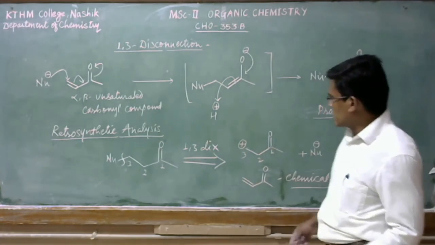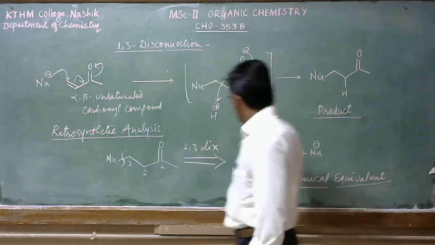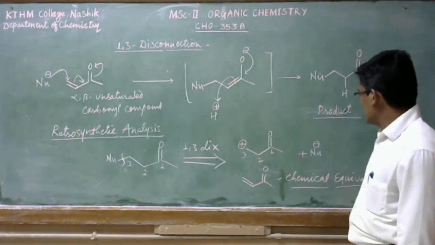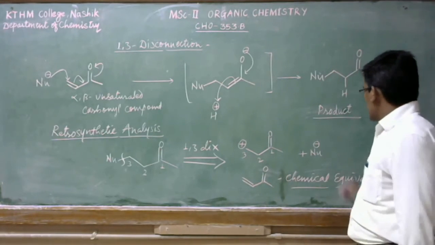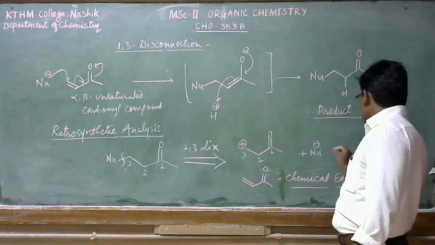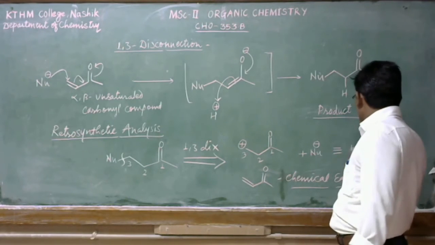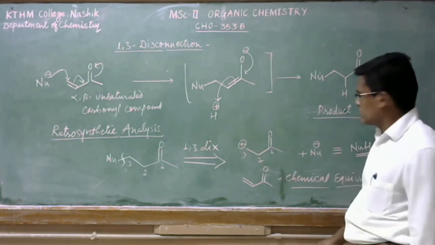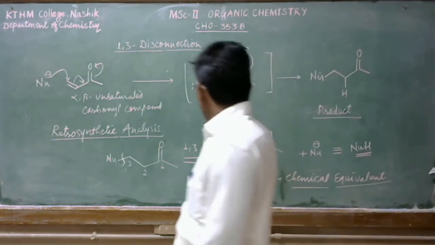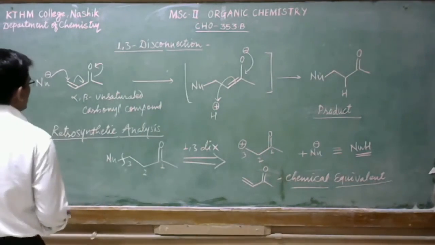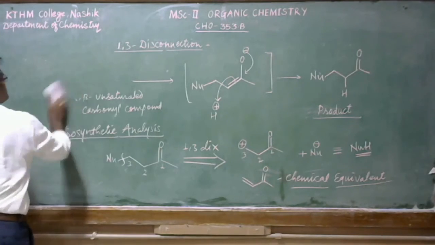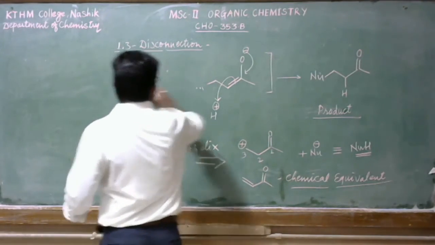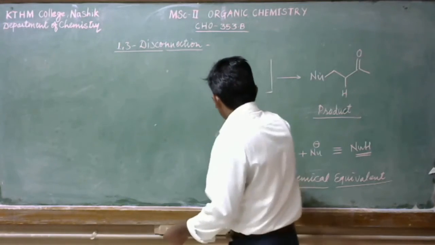So after disconnecting this bond, we will get this fragment. Okay, so this can be translated to, we can add H. Okay, so let us have an example which shows one-group disconnection.